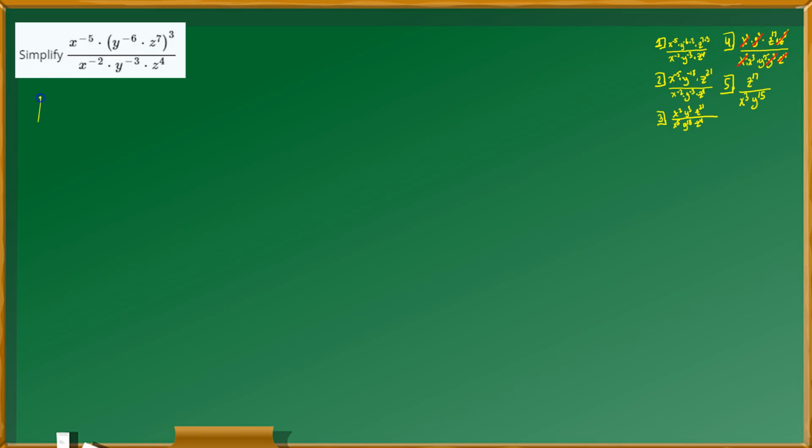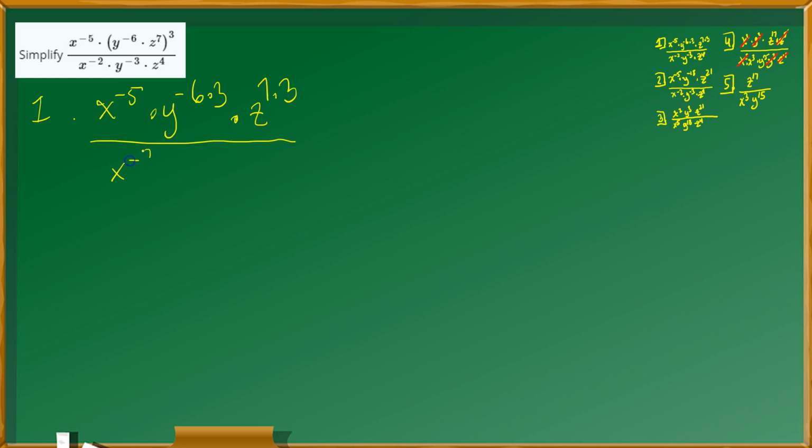And this one, let's simplify this expression. So first I'm going to copy the x to the negative fifth. I'm going to take that 3 that you see there and distribute it to the negative 6 and the 7. So it's going to give me the following: y to the negative 6 times 3, and then times here is z to the 7 times 3.